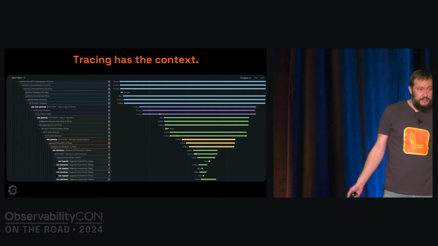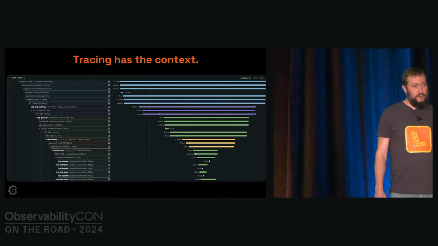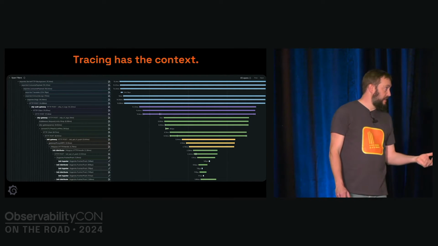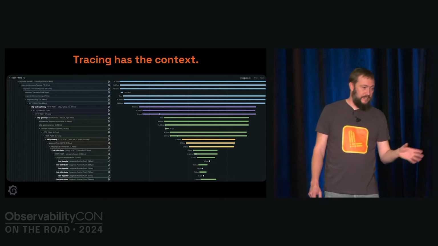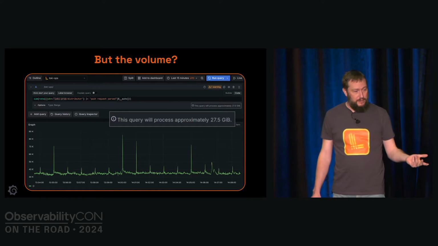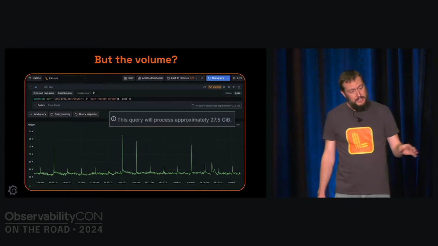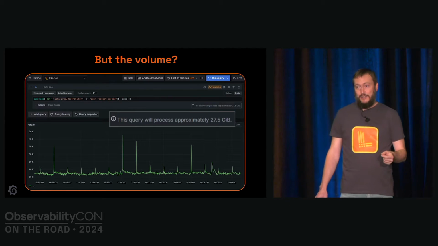Loki is a row-oriented database. It's a very, very simple data model to store strings. Tempo is a columnar database and uses that metadata in columns to more efficiently access that additional structure. But both of these databases have a problem of sorts, certainly a challenge, which is the amount of data that you can produce from logs and traces, right?